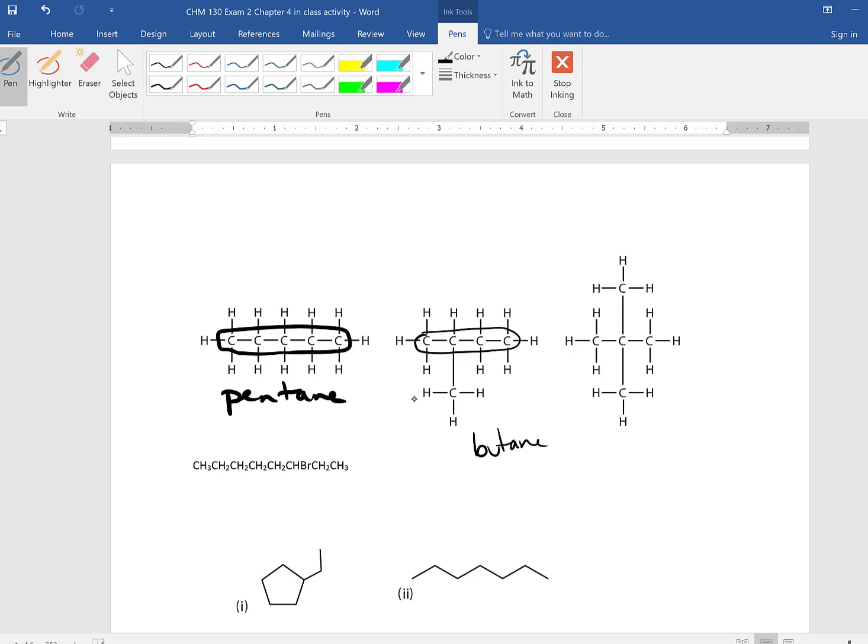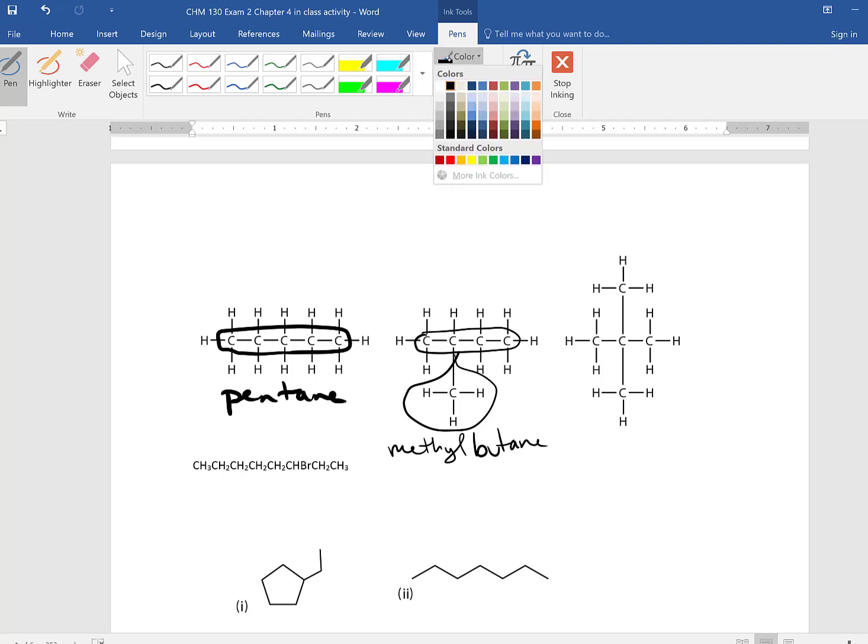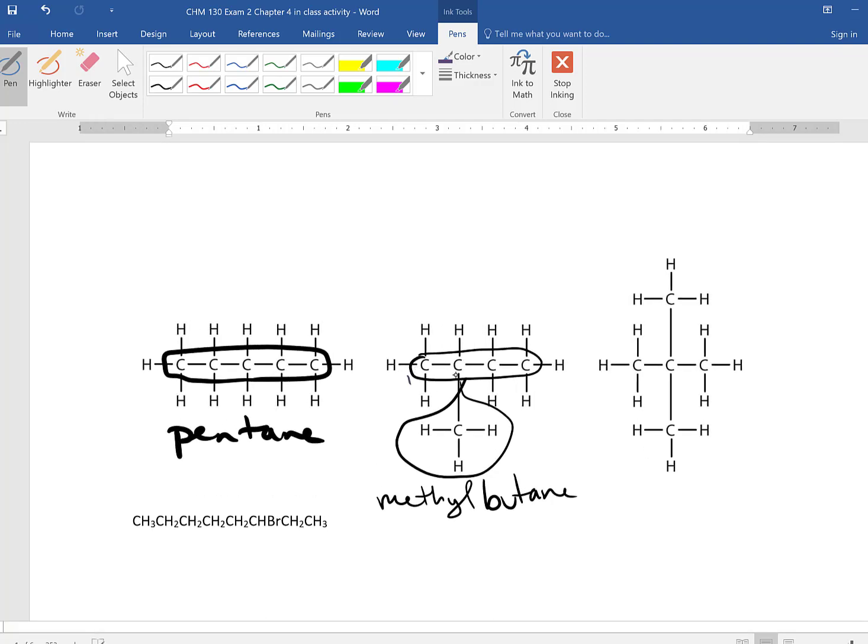So this is butane. Then I have to name this, which is a CH3 group hanging off. So this is a methyl group. The last thing is I've got to figure out what carbon that is hanging off of. If I start and number from this side, 1, 2, 3, 4, it's hanging off of carbon number 2. If I started from the other side, it would be off of carbon 3, so you want the lowest possible number combination. So 2-methylbutane.